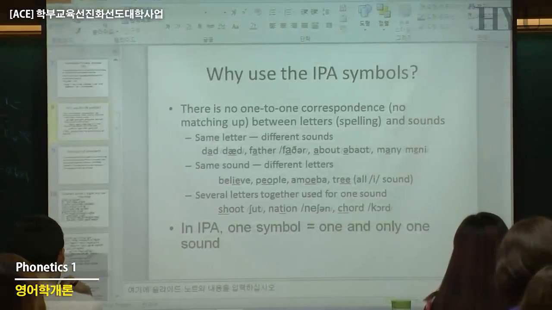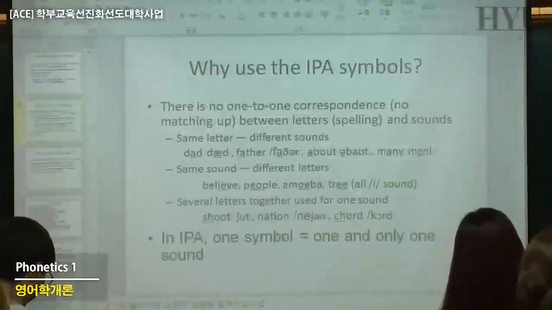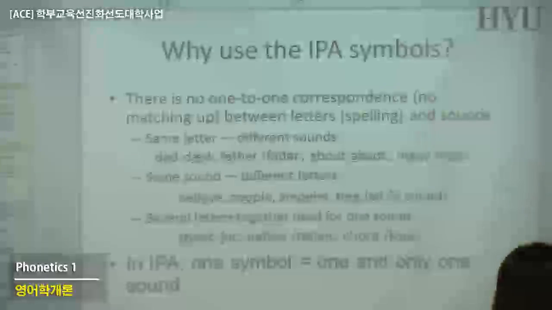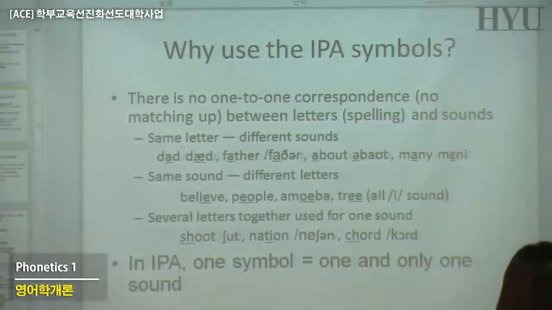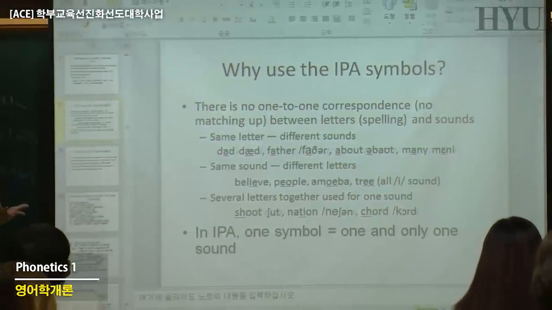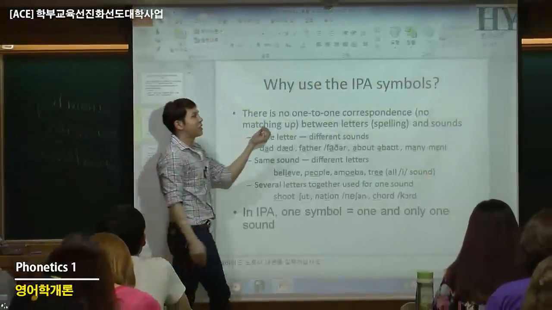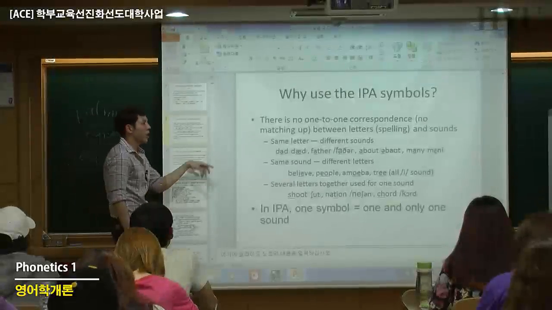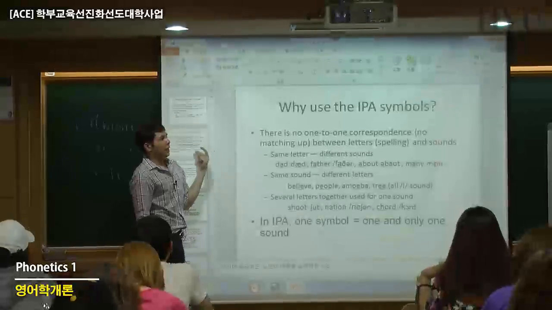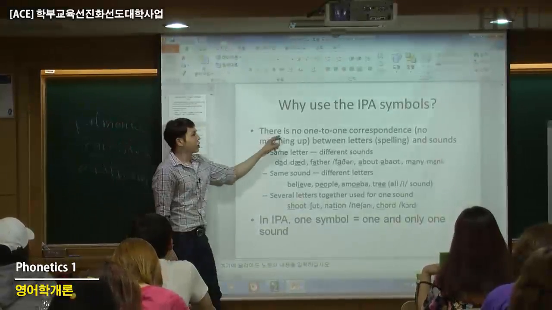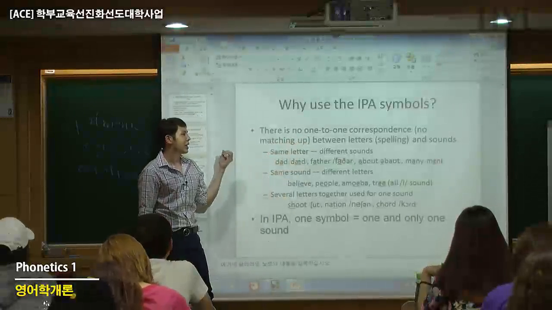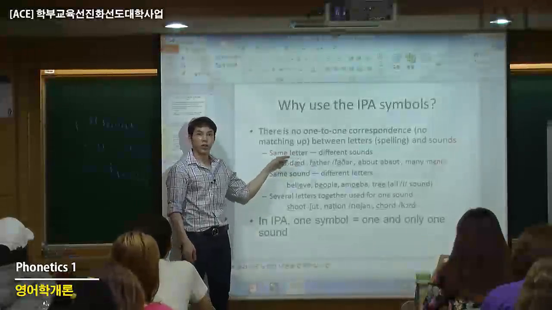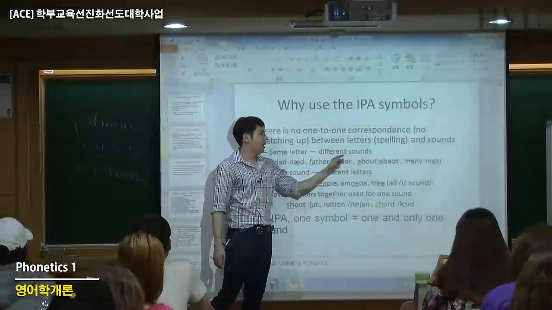Why do we use the IPA symbols? One reason is that not everybody can read other writing systems, like Hangul or Thai or Vietnamese or Japanese, for example. So the IPA set of symbols is kind of universal. And also in English, at least, there's no one-to-one correspondence between sounds and spelling. So you can see that the same letter, we're talking about letter here, could represent different sounds.